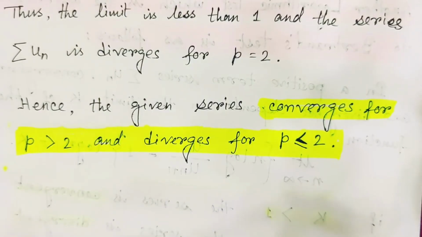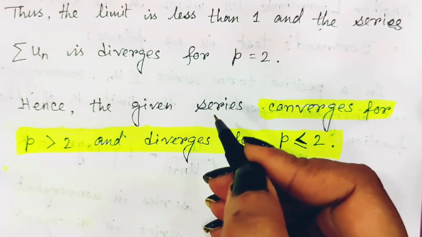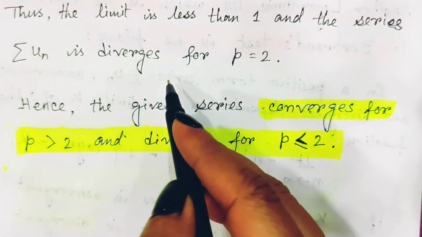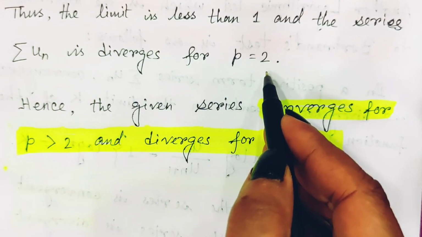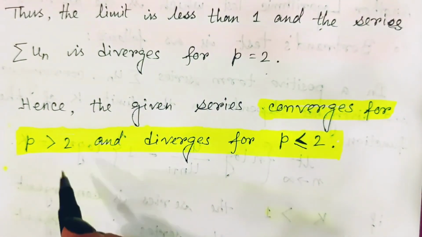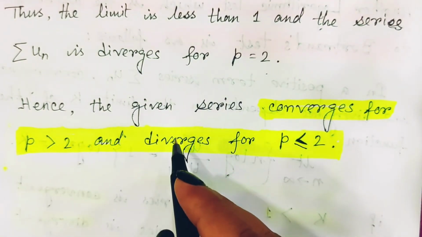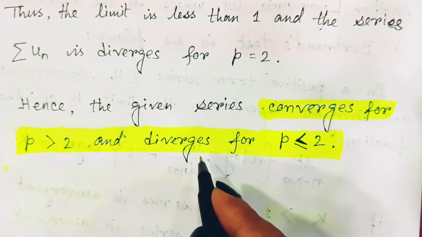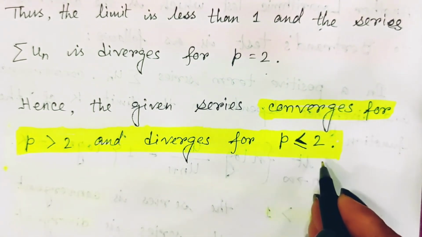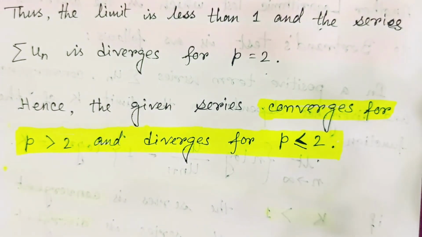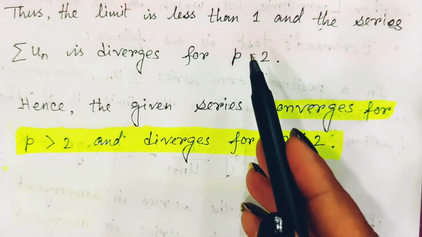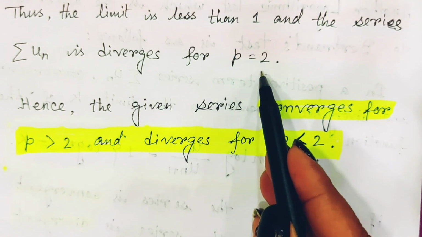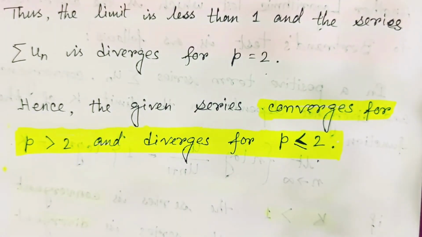Thus the limit is less than 1 and the series summation un diverges for p equal to 2. So what we can say is that the given series converges for p greater than 2 and diverges for p less than or equal to 2, because we find the limiting value is less than 1 when p is equal to 2. By using the alternative logarithmic test, we find this answer.